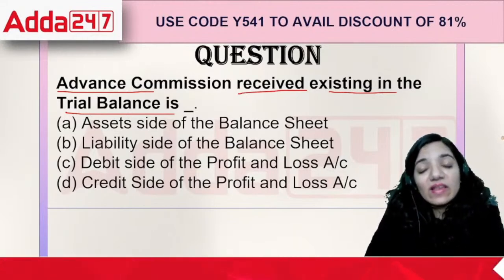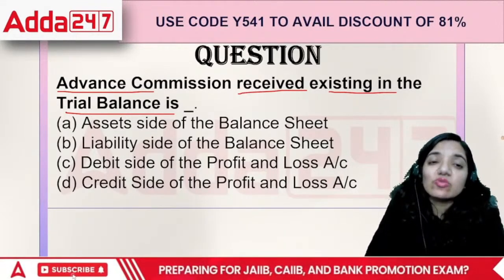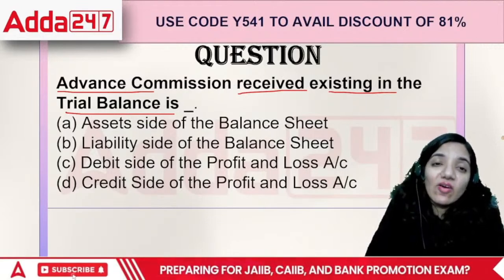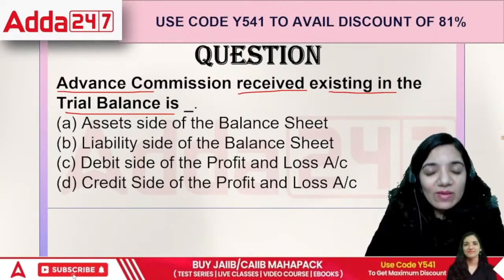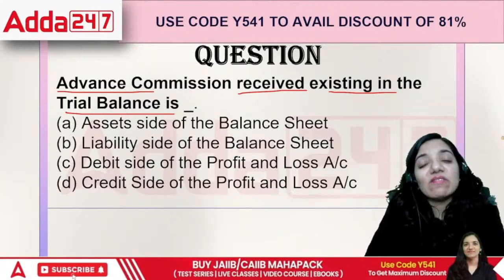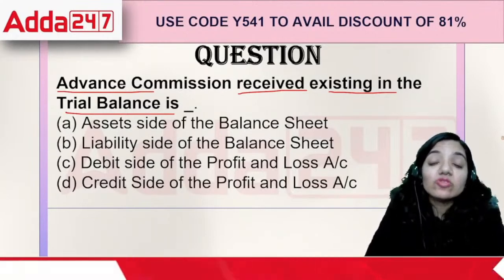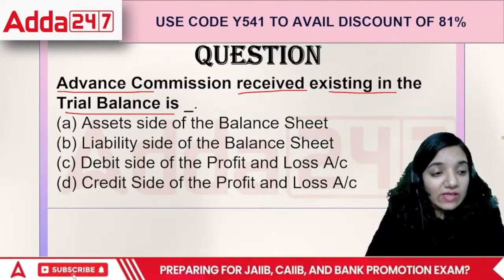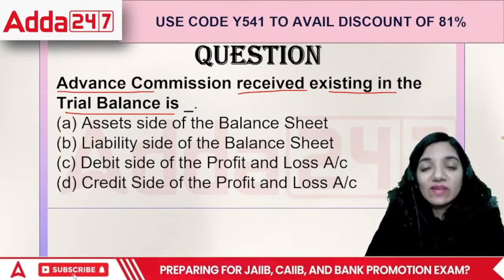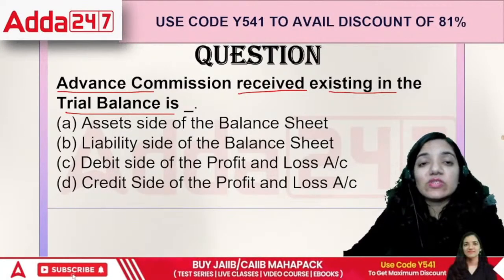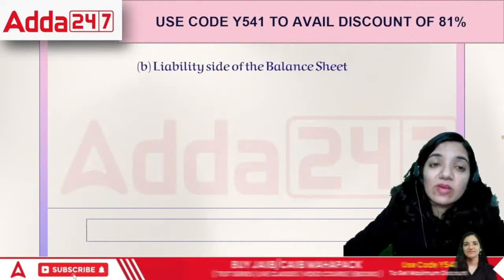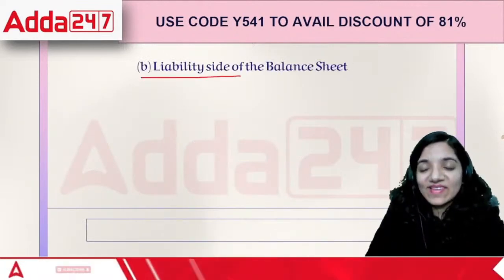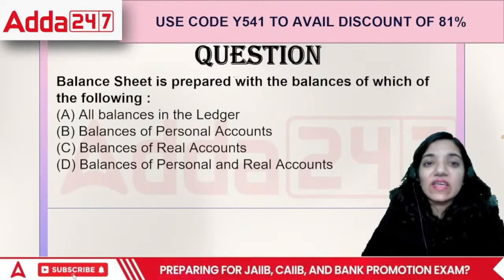So whenever I receive something in advance, it would be treated on the liability side of the balance sheet, because I've received it in advance. That means I'm bound to serve that particular person for the thing for which they have paid the commission. So this means it would be treated as a liability because I owe them, right? Then comes the next point.